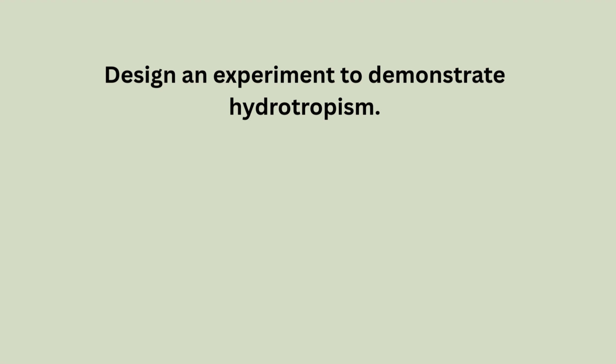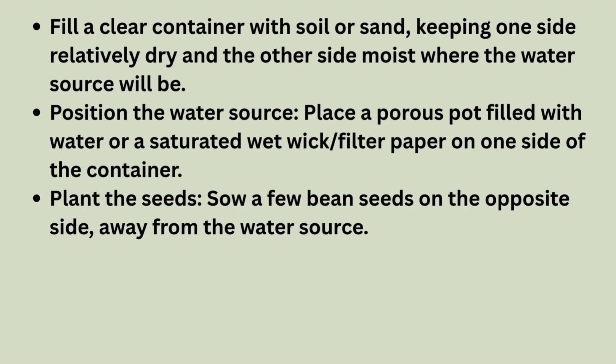Now, design an experiment to demonstrate hydrotropism. This is another NCERT question. First of all, fill a clear container with soil or sand, keeping one side relatively dry and the other side moist where the water source will be. Now, place a porous pot filled with water or a saturated wet wick filter paper on one side of the container. Sow a few bean seeds on the opposite side, away from the water source.